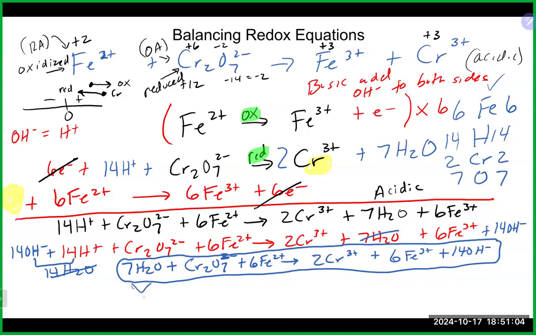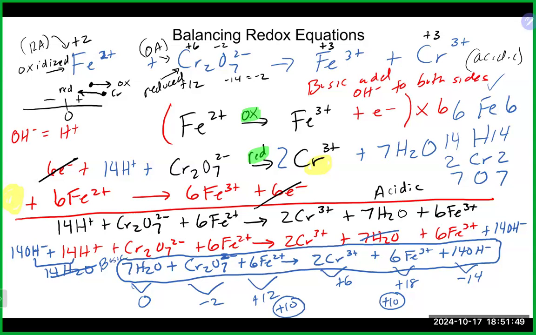Overall charge, the water contributes 0. The dichromate still -2. The iron 2 is a +12. That's going to give me a +10 overall for the left-hand side. The chromium on the right-hand side is going to be a +6. This is going to be a +18. And 14 hydroxide is going to be a -14. So +18 -14 is a net of +4. +4 and +6 is a +10. So we are balanced both in basic conditions in this case and previously in acidic conditions. So this would be basic.